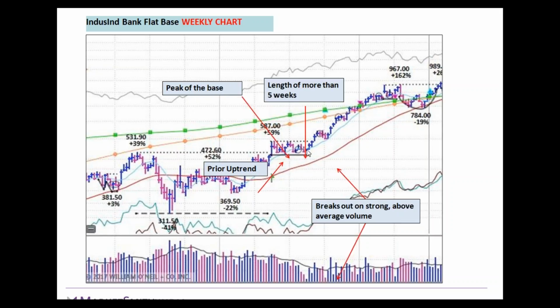It consolidates for some time. Notice that this is a lot shorter than the other bases that we talked about. It's more than 5 weeks long. That's what we want to see. But it's a small base. So it breaks out over here on above average volumes. As it breaks out, you see that volumes are starting to pick up.